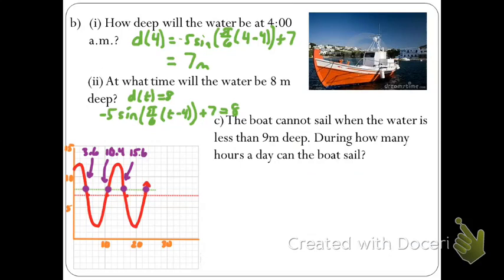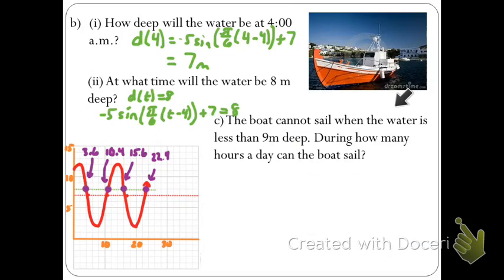And so that's going to be 12 hours after it was the first time. 10.4 plus 12, 22.4. So t equals each of those values will be the answers to part 2. Very good. All right. Now, last question here says that the boat cannot sail.